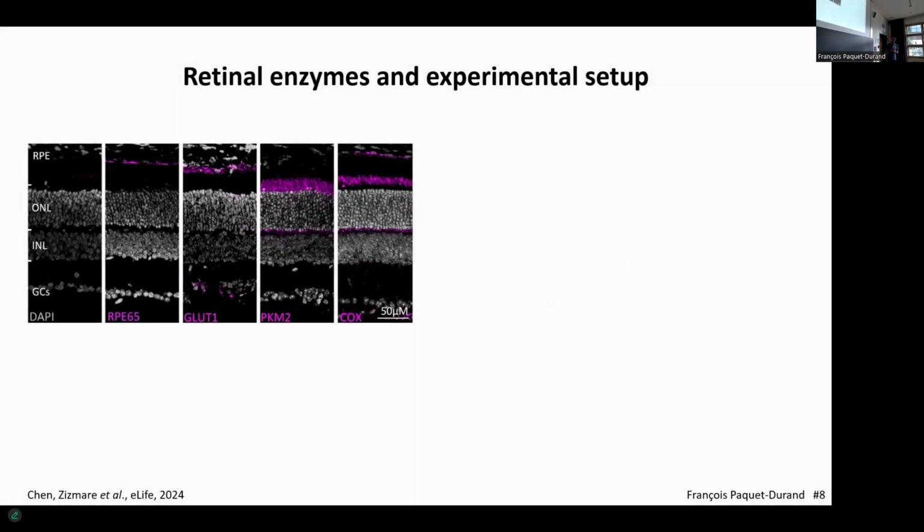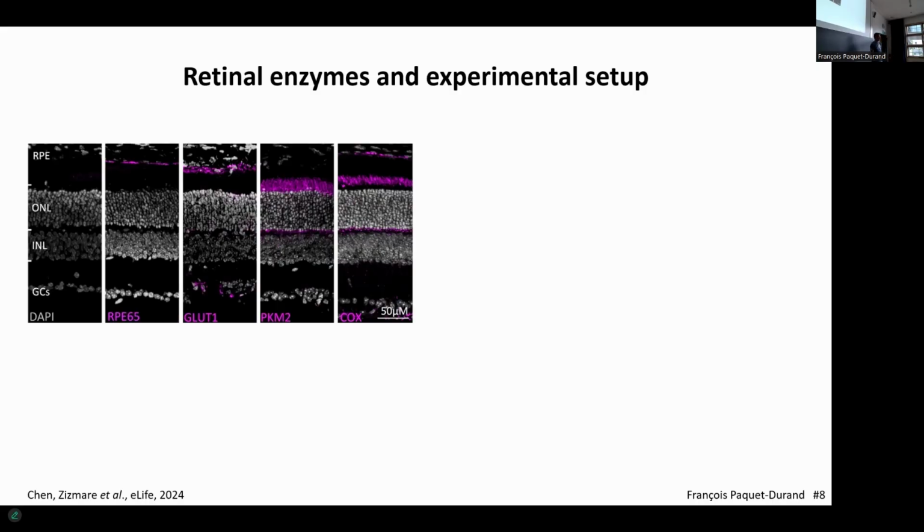We looked at a number of different enzymes to investigate energy metabolism in the retina, and what is shown here are a couple of examples. RPE65 is a protein marker for retinal pigment epithelium, RPE. Glucose transporter 1 labels the RPE. Pyruvate kinase M2 is strongly expressed in the segments of photoreceptors and the synapses of photoreceptors. Pyruvate kinase M2 catalyzes the last step of glycolysis, so this is a marker for glycolysis, and we have it in photoreceptors.